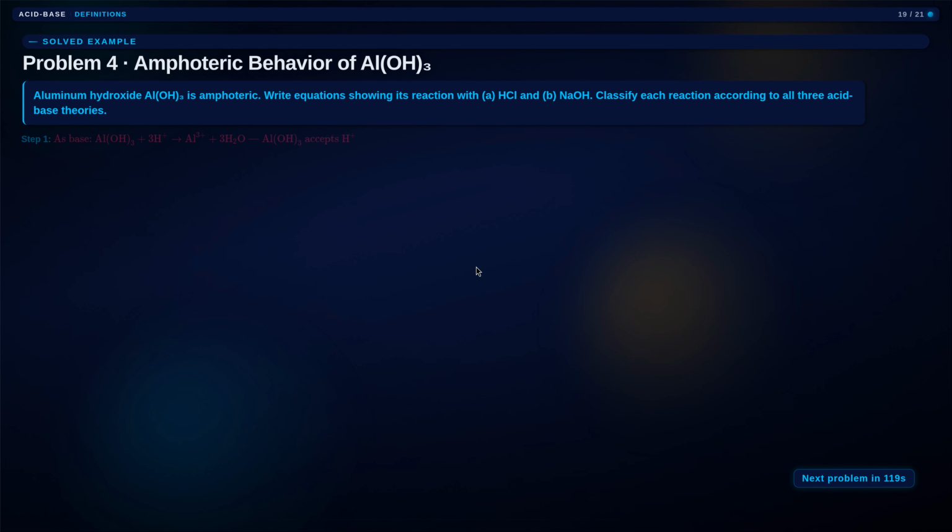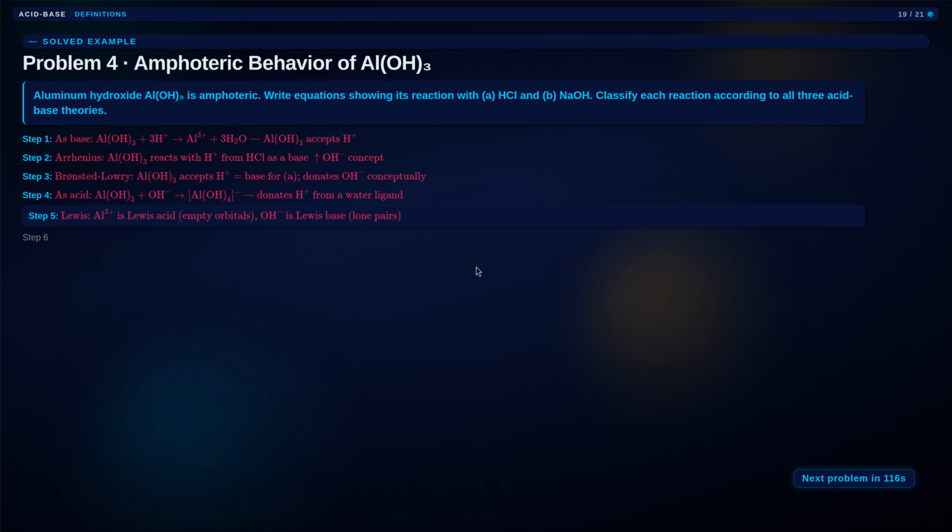Problem 4. Amphoteric behavior of Al(OH)3. Write equations for its reaction with HCl and with NaOH, and classify according to all 3 theories. Step 1. As a base, Al(OH)3 plus 3H plus from HCl gives Al3 plus plus 3H2O. Al(OH)3 accepts H plus. Step 2. Arrhenius. Al(OH)3 reacts with H plus as a base, consuming OH minus. Step 3. Bronsted-Lowry. Al(OH)3 accepts H plus as a base.